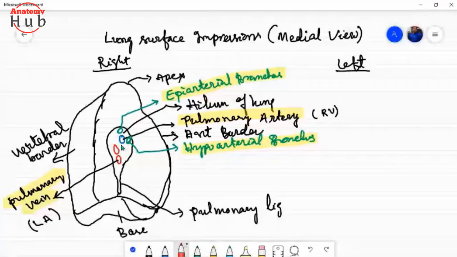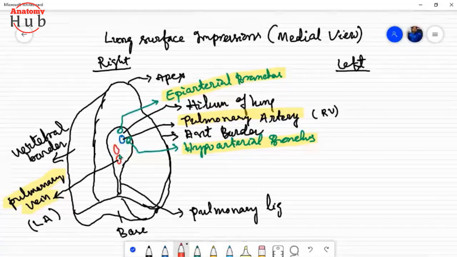So here the relation is important, right? Posteroinferiorly we'll find the pulmonary vein, and superoanteriorly we'll find the pulmonary artery, and superior to that you'll find the eparterial bronchus, and below this artery you'll find the hypoarterial bronchus. So this relation is always a viva question. It is very important, so you have to remember this.